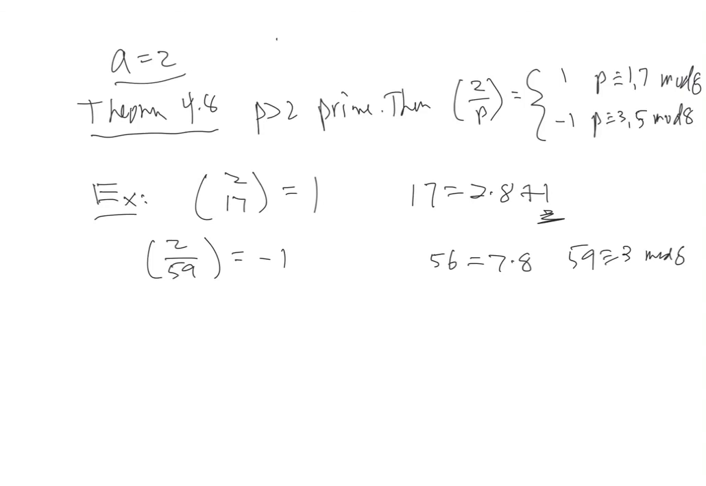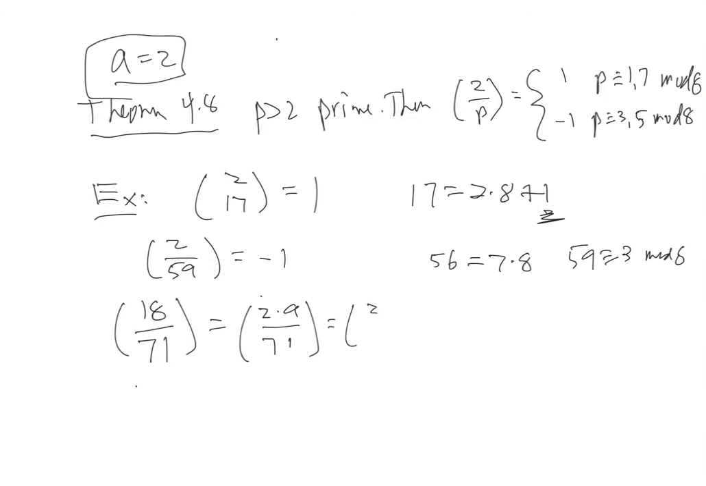Let's try something like this. 18 over 71. So you might be saying, wait a minute, we're talking about 2, not 18. Yeah, but we know some things. So 18 is 2 times 9. And by a theorem from Friday, 18 over 71 equals 2 over 71 times 9 over 71. We proved that's true. We know that 9 is always a quadratic residue, at least if p is bigger than 9. So we have something times 1, and 71 is congruent to 7 mod 8, 72 being a multiple. So 18 is a quadratic residue.